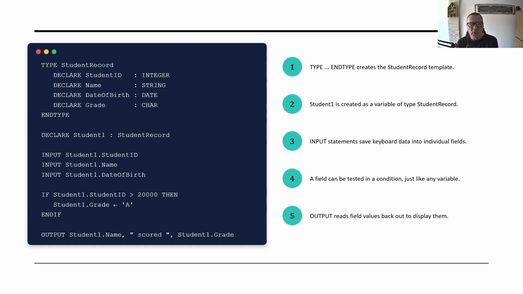So here's a little bit of a worked example. Our pseudocode program. First of all, we declare the data type we want to use, our record data type. Then we declare a student of that type, StudentRecord, input some values into the fields within the record, do a conditional statement check on one of the fields, and then output one of the fields, or a couple of the fields actually, student.name and student1.grade.